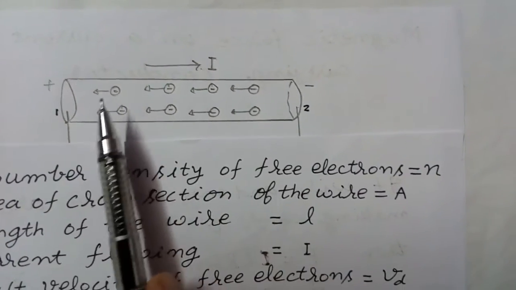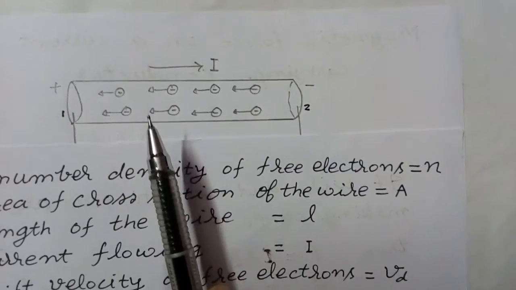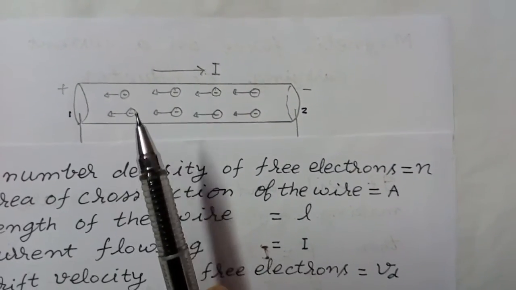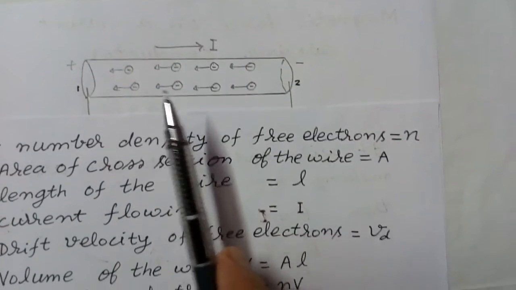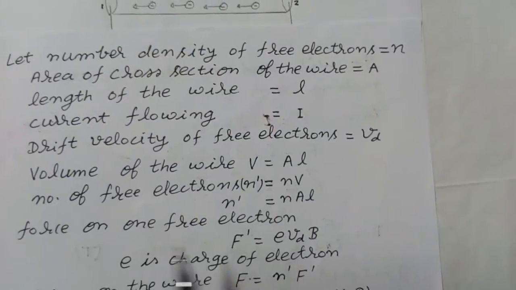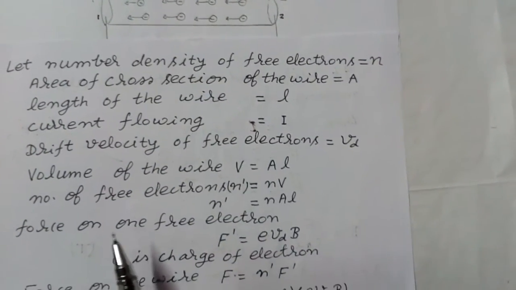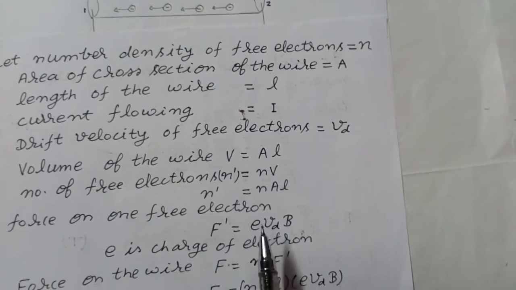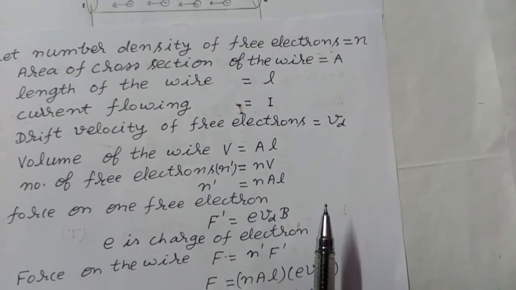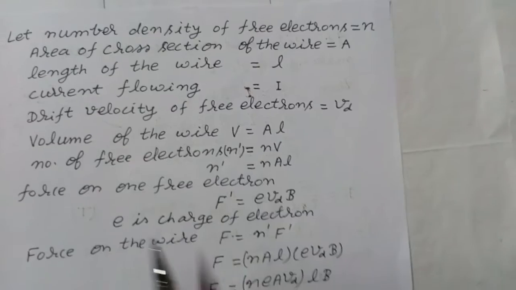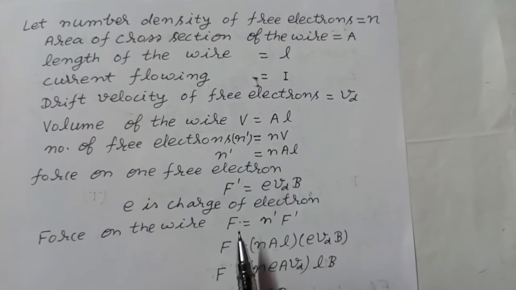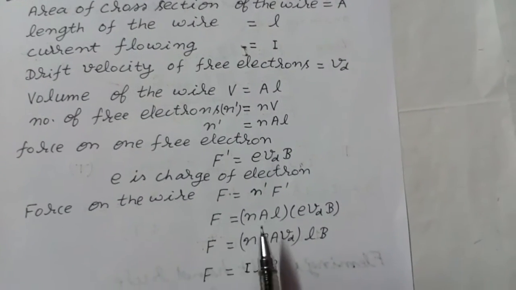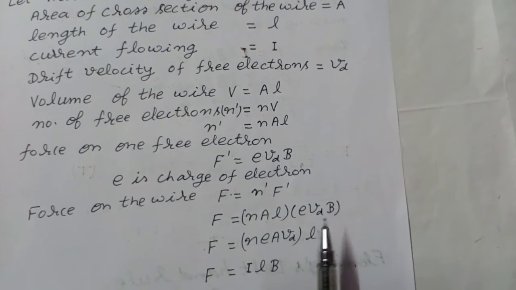अब इस वॉल्यूम में n इंटू A इंटू L फ्री इलेक्ट्रॉन्स हैं और हर इलेक्ट्रॉन लॉरेंज फोर्स एक्सपीरियंस कर रहा है. So total force will be equal to sum of all these forces. Now force on one free electron F dash is equal to eVdB. This is by the formula qvB, where e is charge of electron. Force on the wire F is equal to n dash F dash, so F is equal to nAL into eVdB.